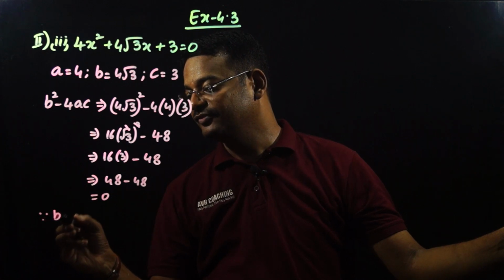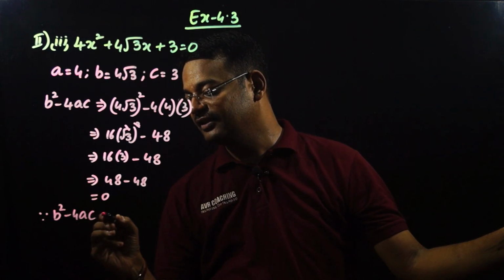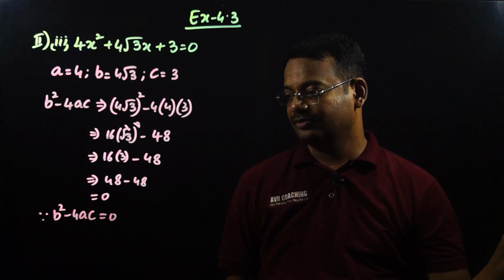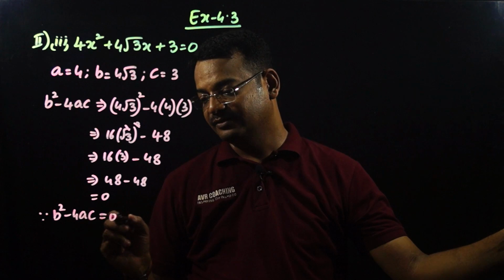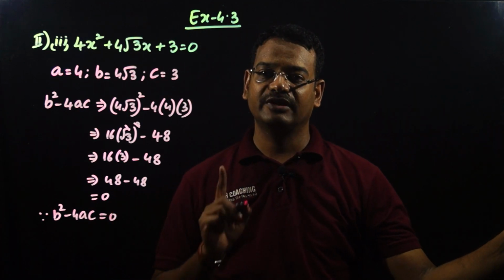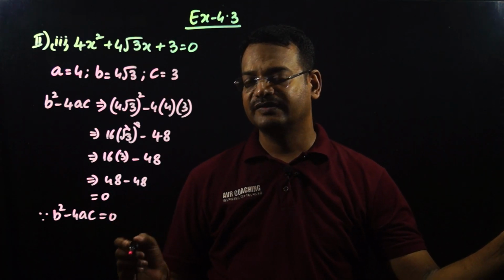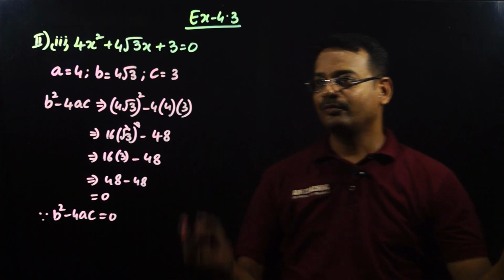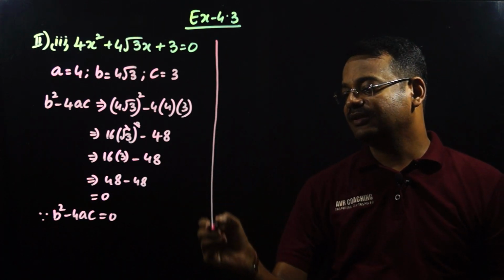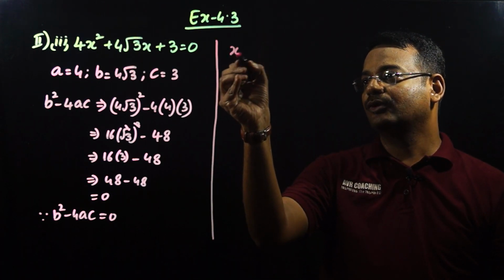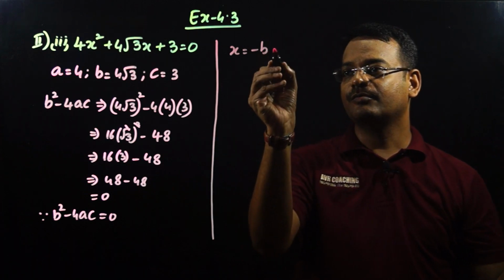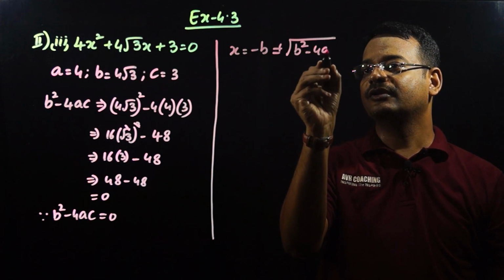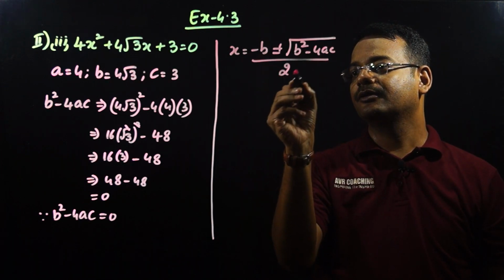Now as b square minus 4ac is equal to 0, roots exist for the equation. Roots of the quadratic equation will exist only if b square minus 4ac is greater than or equal to 0. In this case it is equal to 0. Now we'll substitute the values of a, b, c in the formula x equals minus b plus or minus root of b square minus 4ac by 2a.